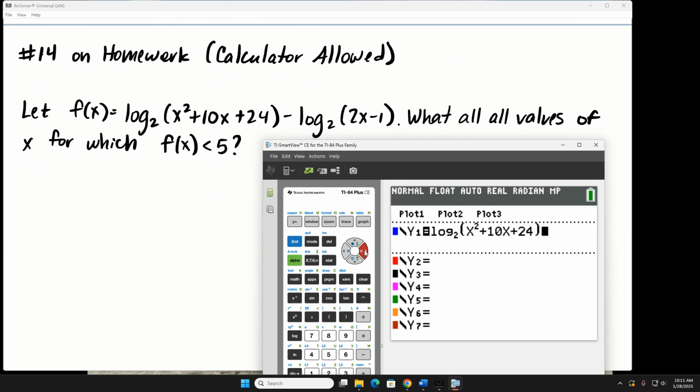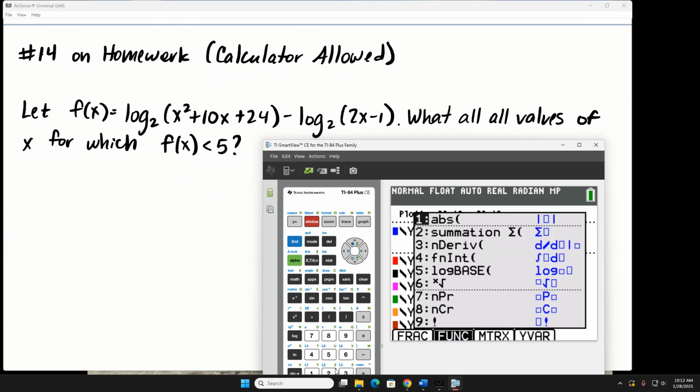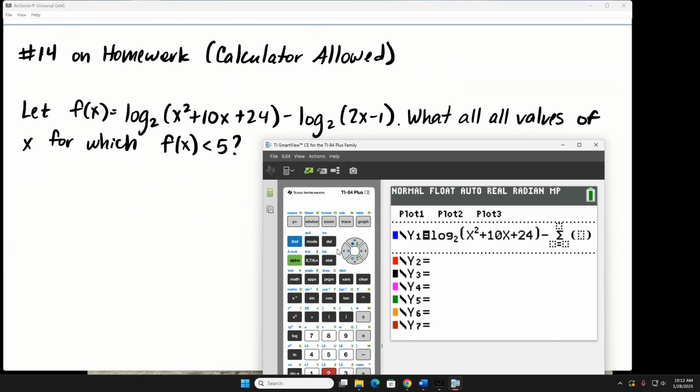I messed up when I was typing one in. I was working out the answer key. All right, and then minus. Log base. Whoa. That was wrong. I don't want to start over.